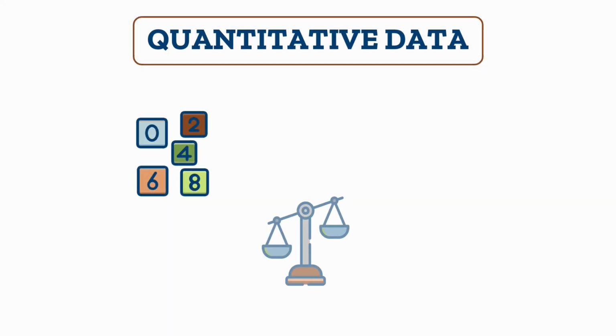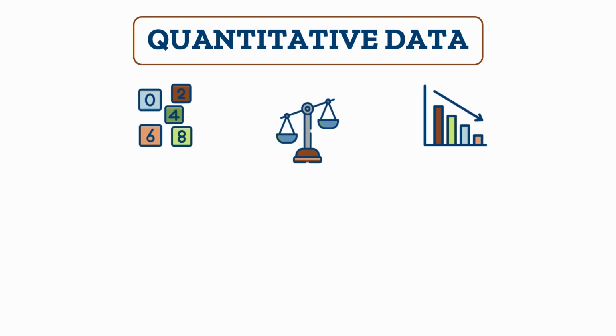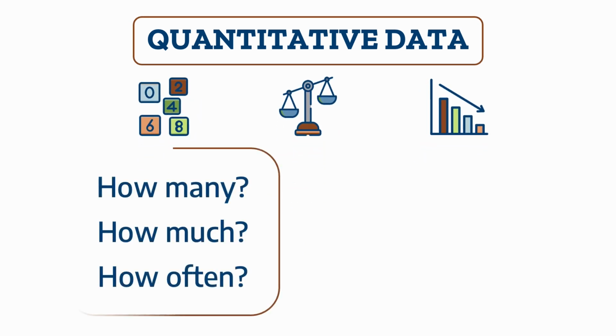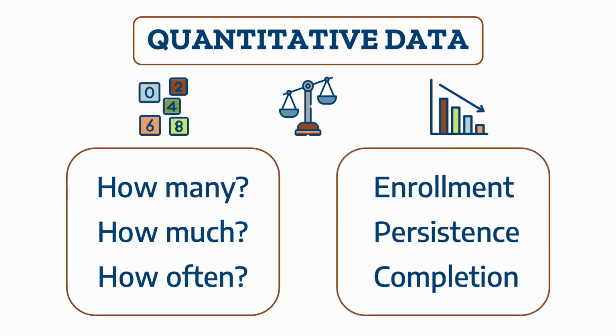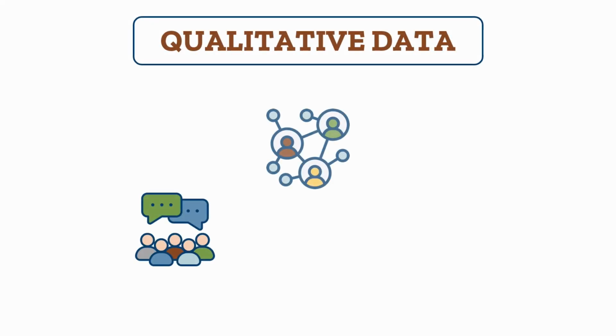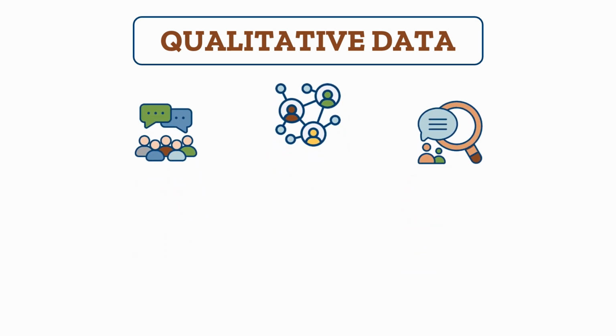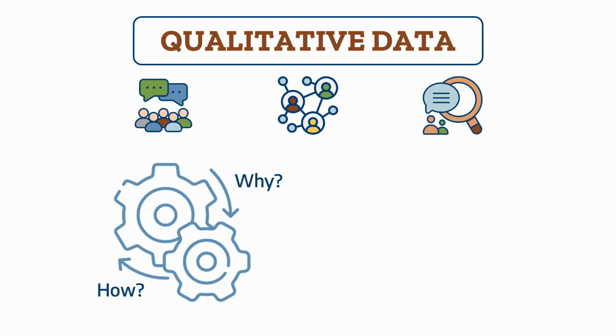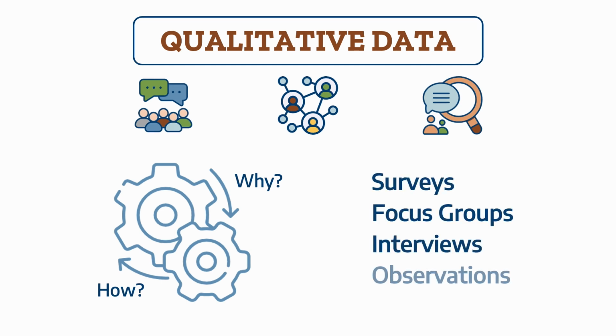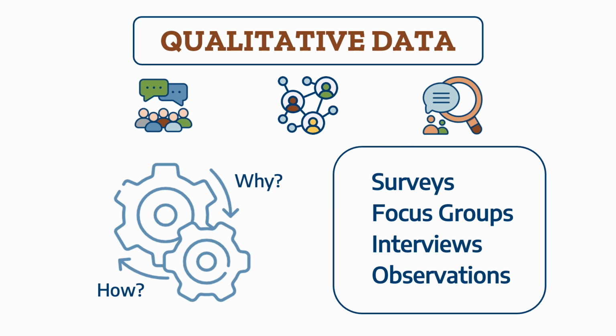Quantitative data are numerical and measurable. These data provide insight into how many, how much, or how often something occurs, and allow you to track trends and make comparisons. Enrollment, persistence, and completion rates are examples of quantitative data. Qualitative data are descriptive and non-numerical. They provide additional context and deeper understanding of decisions, actions, and outcomes. Qualitative data help answer the why and how questions that numbers alone cannot address. Open text responses from surveys, focus group discussions, interview recordings, and observational videos are examples of qualitative data.